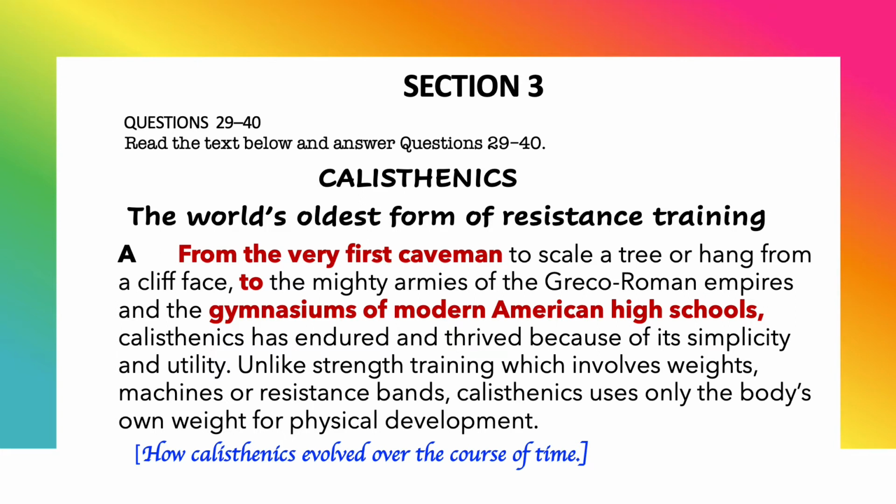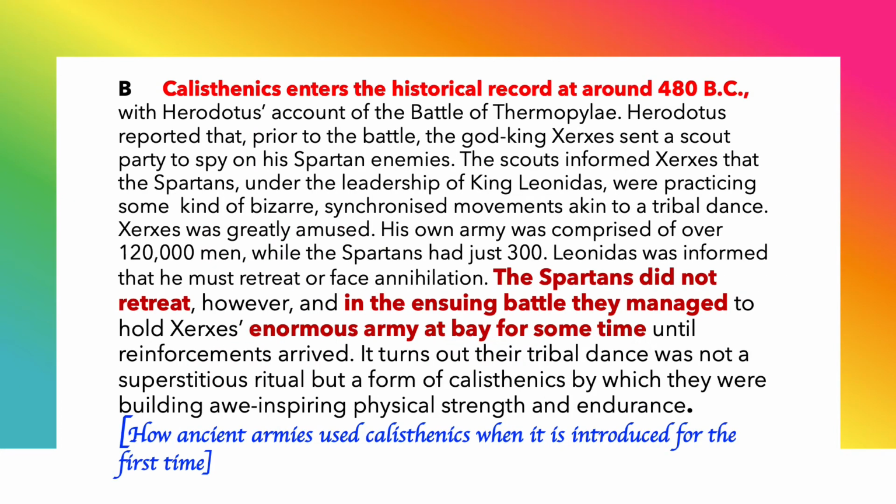Here, the main idea of the section is how calisthenics evolved over the course of time, from the very first caveman who used his strength for balancing till the evolution of modern gymnasiums. So just note it down close to the section so that you need not read the whole section to hunt the answer. I have written it as how calisthenics evolved over the course of time. Now skim section B, taking a few seconds.